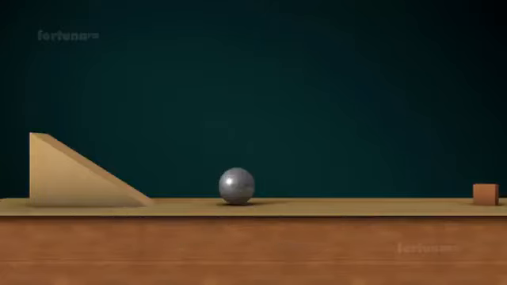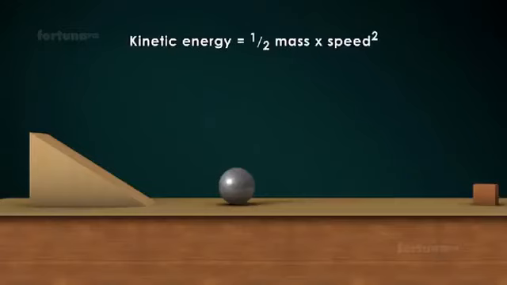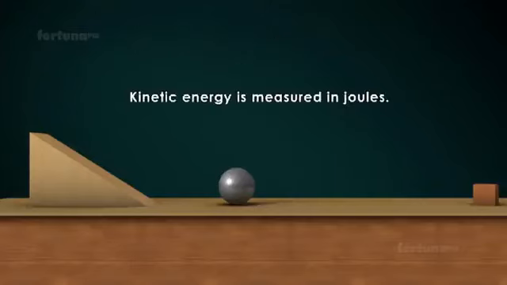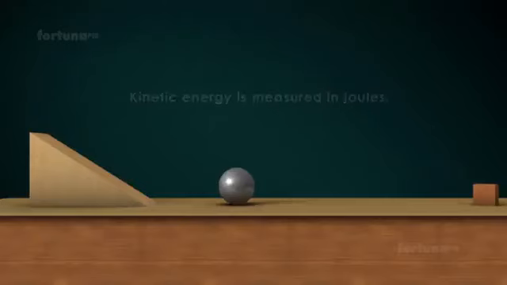If we apply an equation to what we have seen, we would say that kinetic energy is equal to half the mass multiplied by the square of the speed. This can also be written as kinetic energy equals half mv squared, where m is the mass of the object and v is the velocity. Kinetic energy is measured in joules.